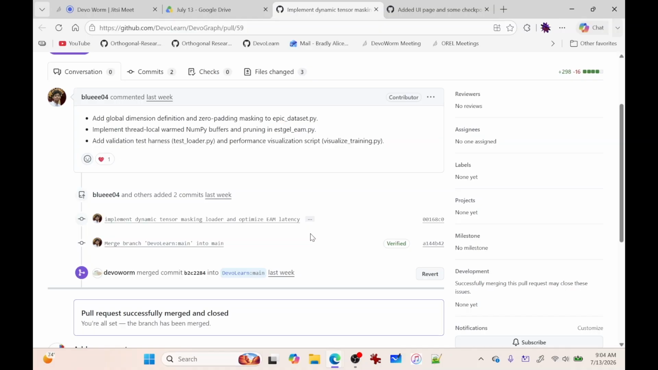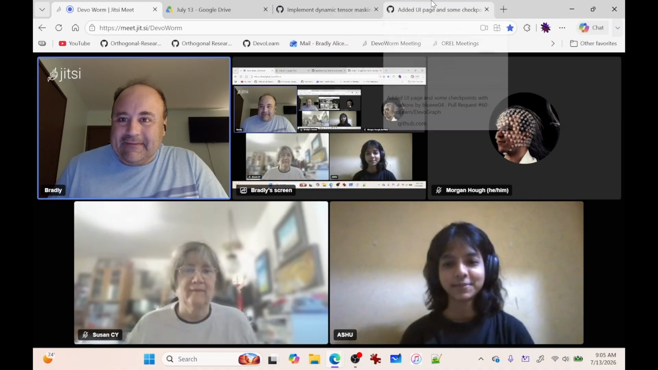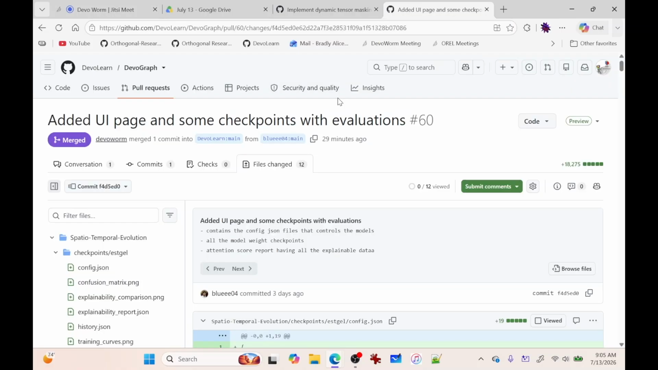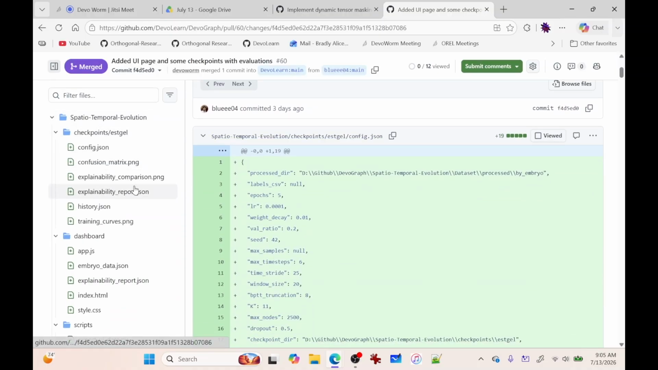That was a success in terms of being accepted. It's making some changes to epic dataset.py and sgleam.py, and then adding a visualization and validation test to test loader py and visualize training py respectively. Looks like Ashu is here. Welcome, Ashu. The second pull request is added UI page and some checkpoints of evaluation. So that's number 60. It's a pretty large pull request.